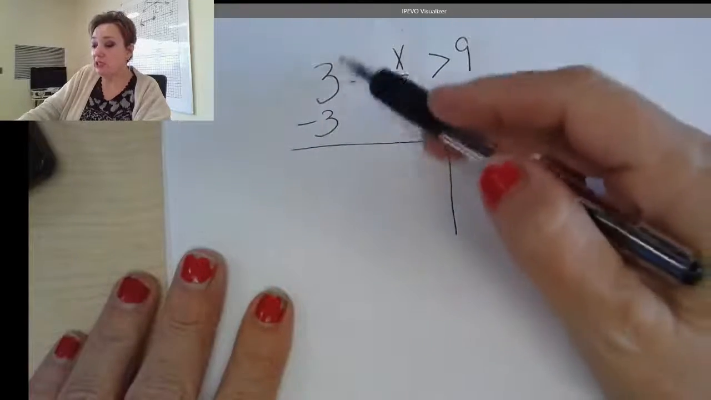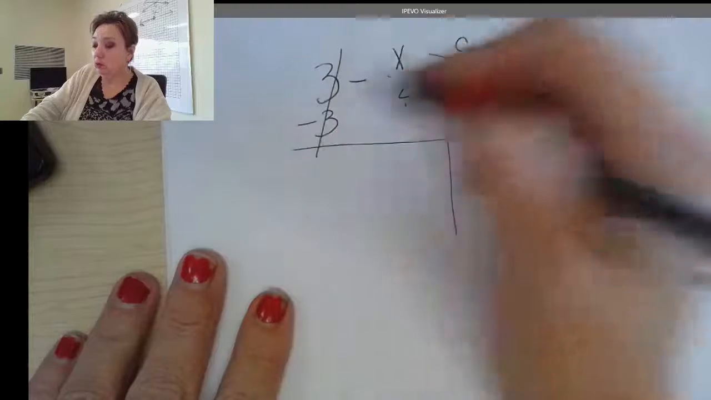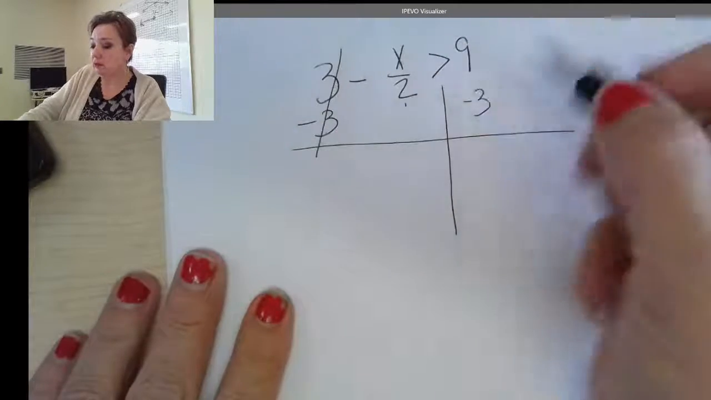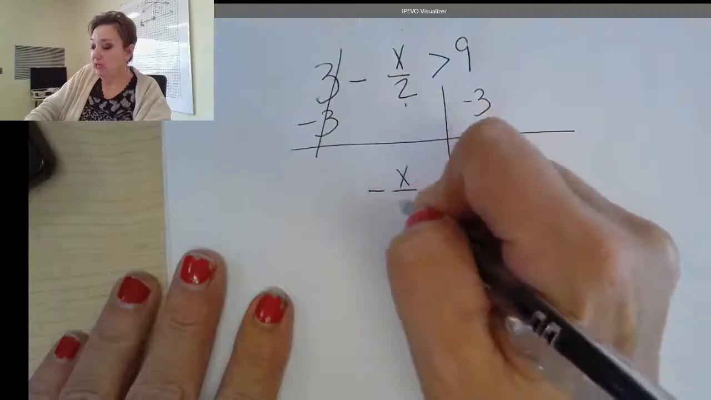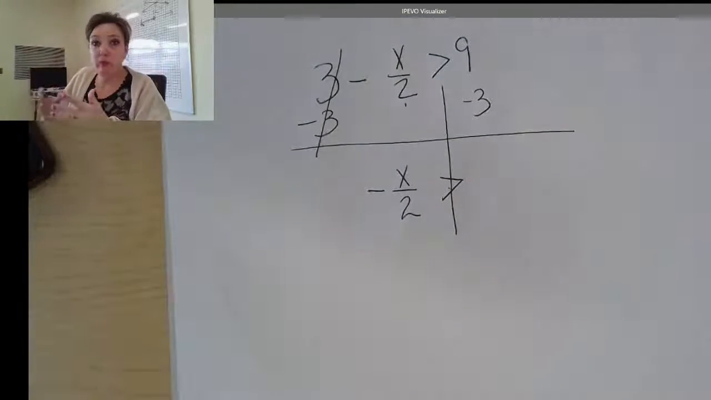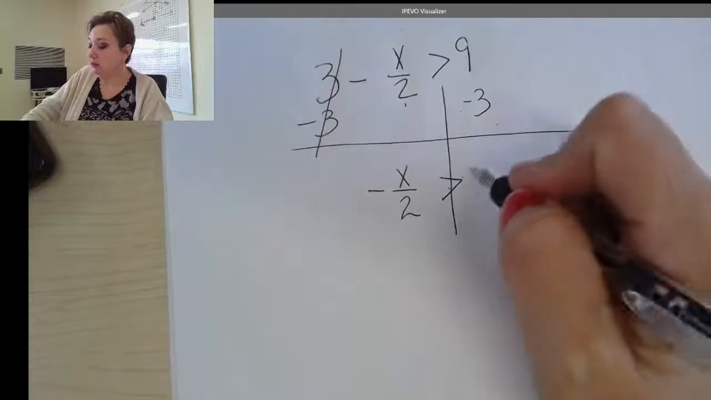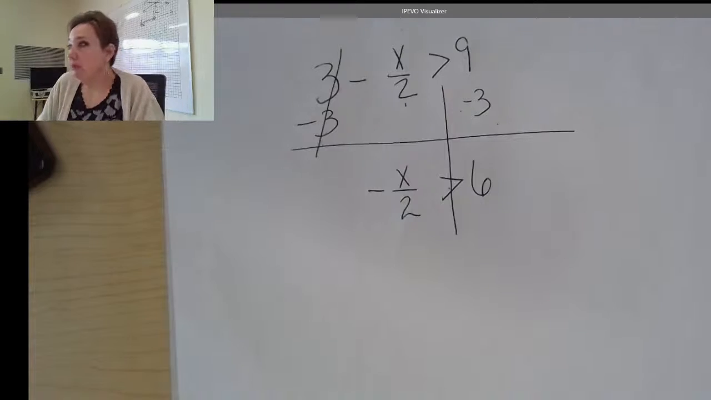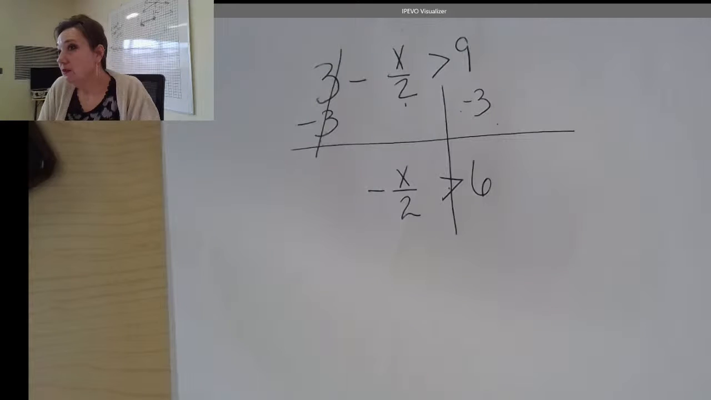What happens to these 3's? They're gone. What do I have left over here? Negative x over 2. And then my sign comes straight down unless it needs to flip. Did we multiply or divide by negative? Nope. What's 9 minus 3? 6. What's my next step going to be? What do I still need to get rid of? That 2. You know what else I need to get rid of? That negative sign. We have got to get rid of that negative sign, right? How do you get rid of a negative sign?